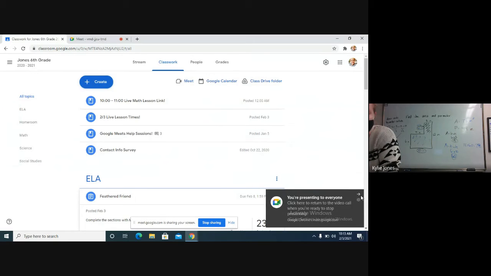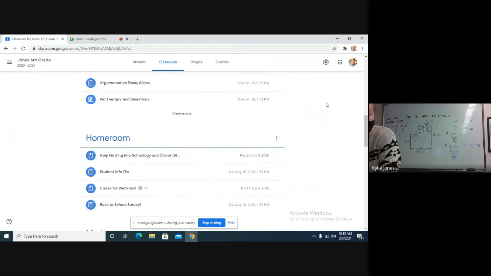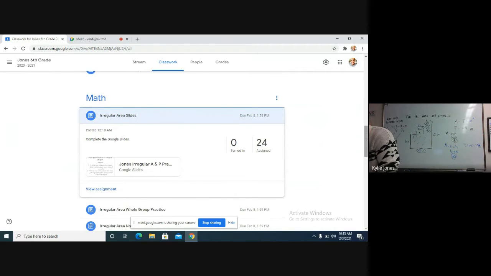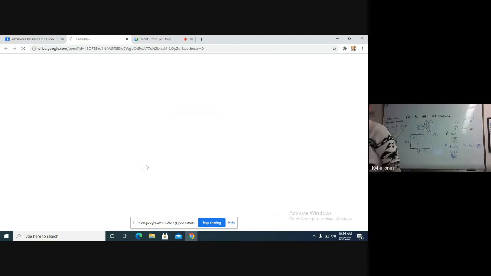All right, so over on Google Classroom, if you scroll down to Math, we have an assignment that's called Irregular Area Slides. It's going to have area and perimeter, but we're going to go ahead and get those opened up, okay?